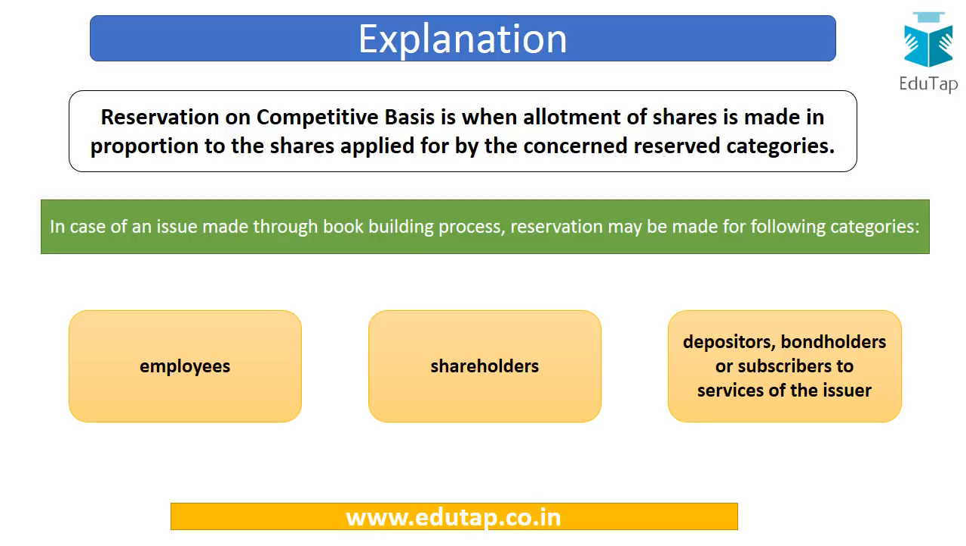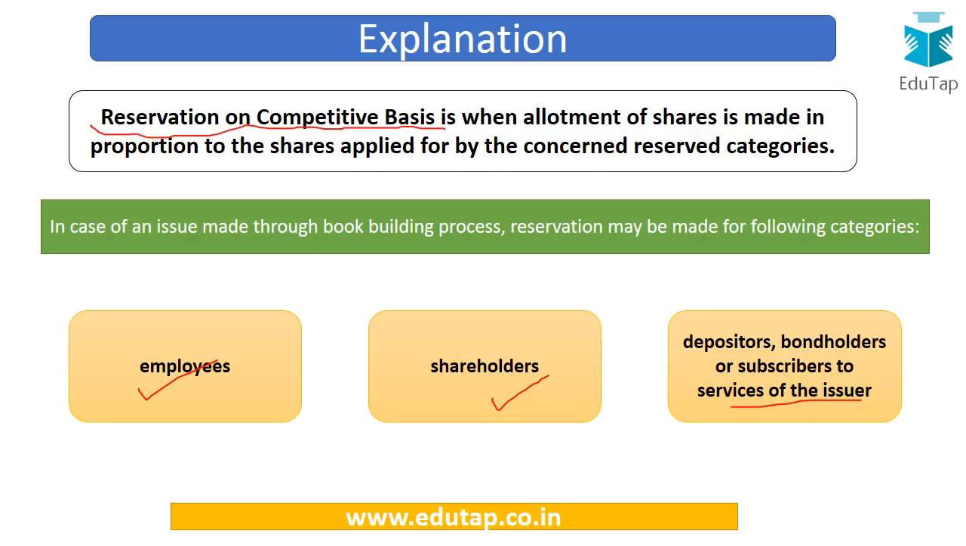Now to answer this particular question, we must be aware whether any reservations can be made for any set of persons when the company comes up with a public issue. The answer to this is yes. The company can reserve a particular percentage of shares for the following categories of persons. These persons include employees of the company, shareholders of the company, debenture holders or depositors who have subscribed to the services of the issuer company. So these are the different persons for whom the reservation can be made in case of a public issue made through book building process, and this reservation is going to be on competitive basis.